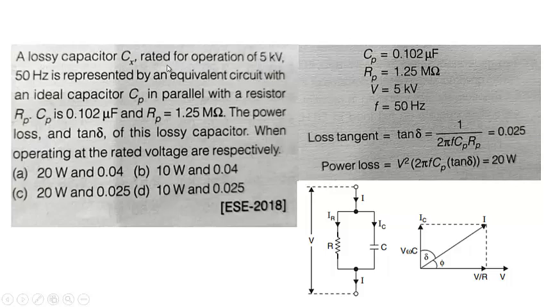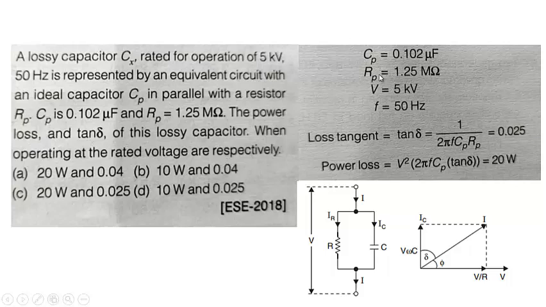A lossy capacitor CX rated for operation at 5 kilovolt, 50 Hz is represented by an equivalent circuit with an ideal capacitor Cp in parallel with the resistance Rp. Cp is equal to this and Rp is equal to this. The power loss and the tan delta of the lossy capacitor when operating at the rated voltage are, respectively... We have to find out the total power loss and the tan delta.